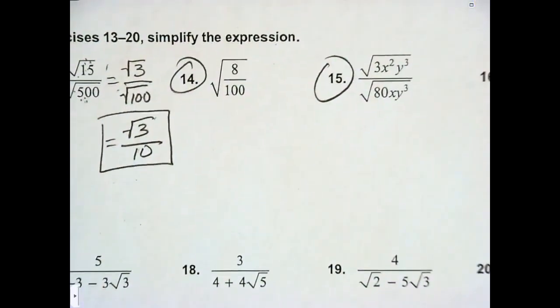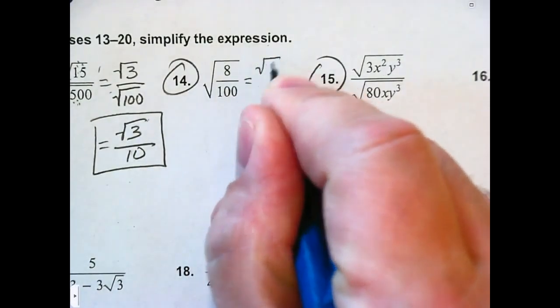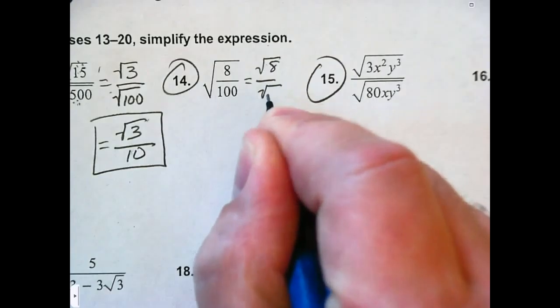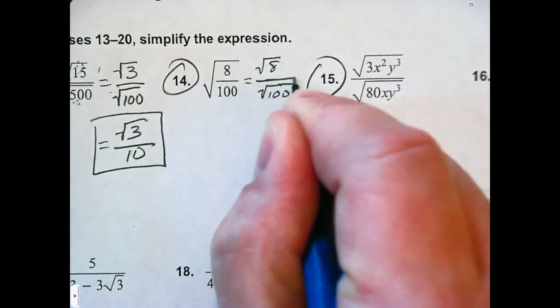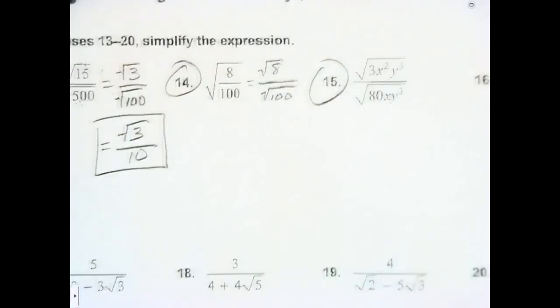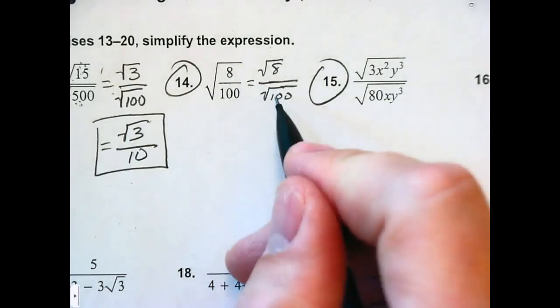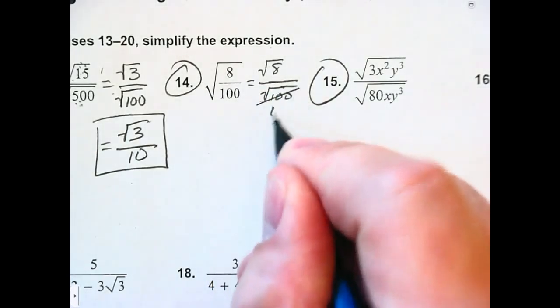But I asked you to do number 14 and number 15. So we'll break these apart. We get root 8 and root 100. Remember, you're not allowed to have a fraction in the denominator. You can't have a fraction in a radical either. These are all things that we're not supposed to have there. So this root 100 breaks down to 10, so we're good there.